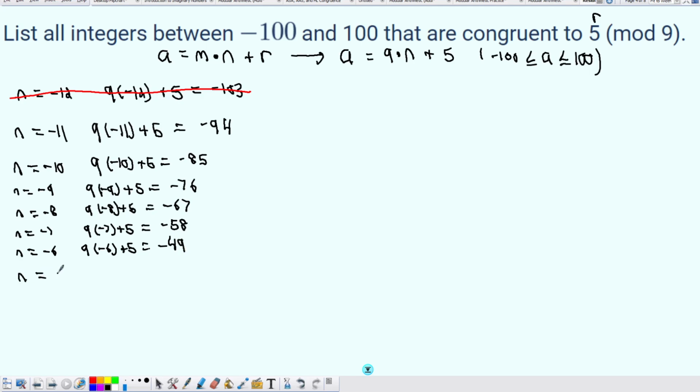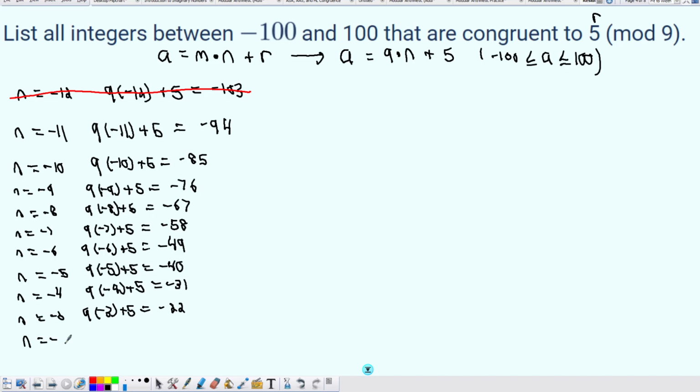N is equal to negative 5. 9 times negative 5 plus 5, that would be negative 40. N is negative 4. So 9 times negative 4 plus 5 is equal to negative 31. N is equal to negative 3. So 9 times negative 3 plus 5 is equal to negative 22.